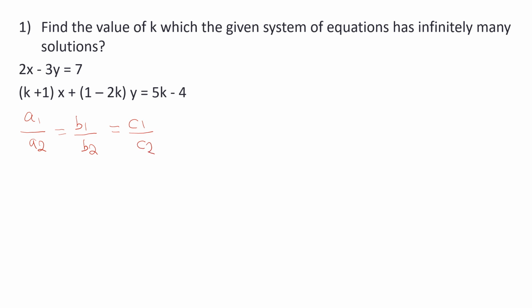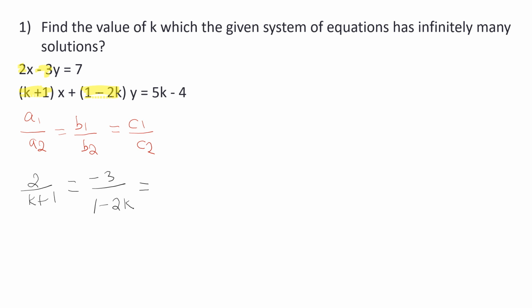A1 is called as the coefficient of x. The coefficient of x in the first equation is 2 and the coefficient of x in the second equation is k plus 1. So a1 by a2 is 2 by k plus 1. That will be same as the coefficient of y is minus 3 and the coefficient of y in the second equation is 1 minus 2k. So that is minus 3 by 1 minus 2k, which is b1 by b2.